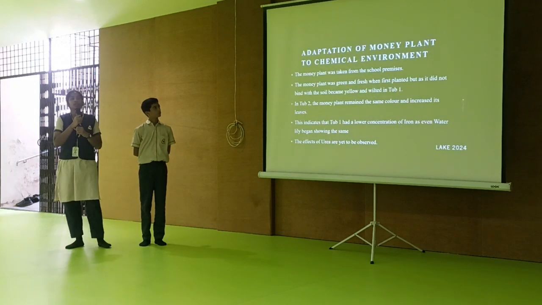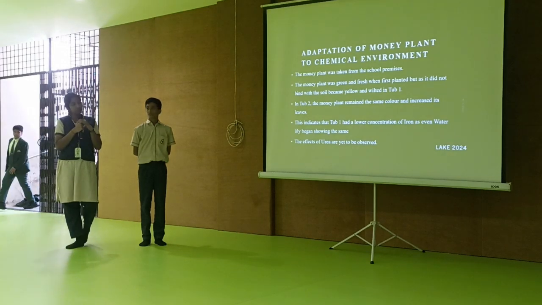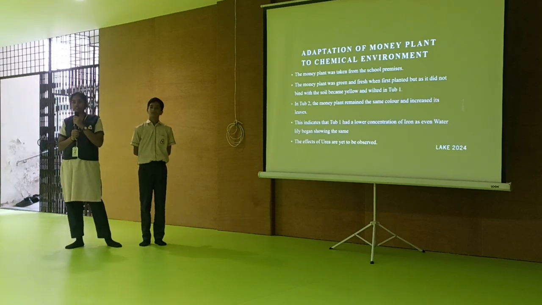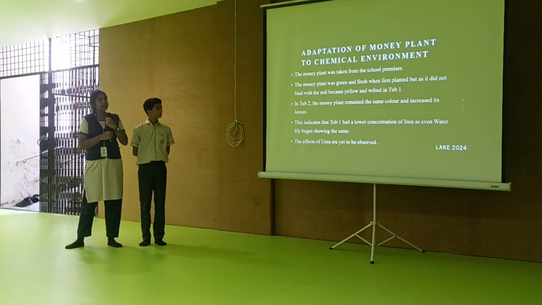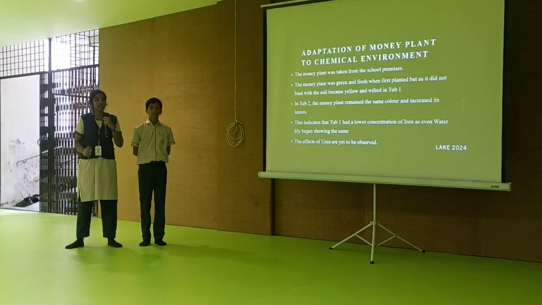The money plant also started to rot when we had first introduced it. In tub 1, it had become yellow and wilted. That also signified that iron was not present. And in tub 2, it remained the same color. It was lush and green. It had a lot of leaves.